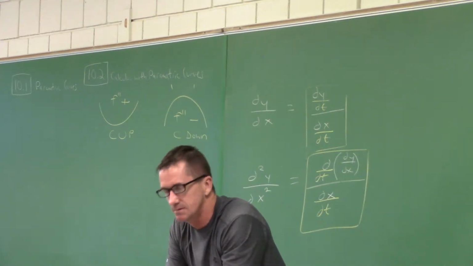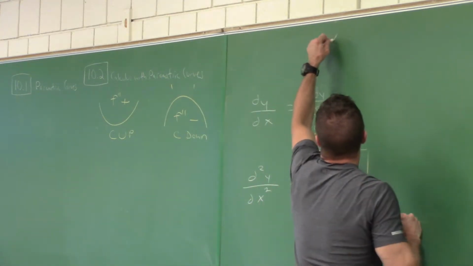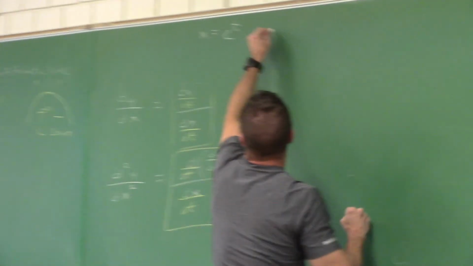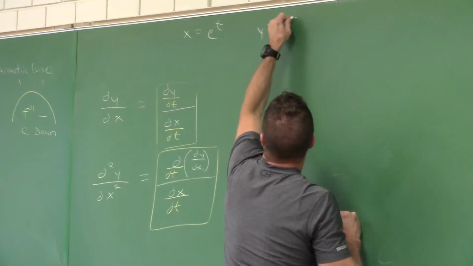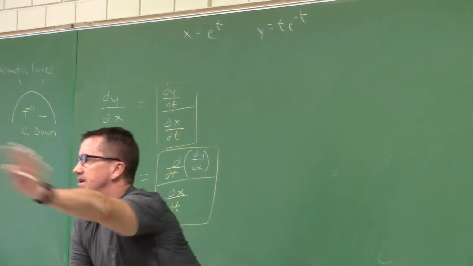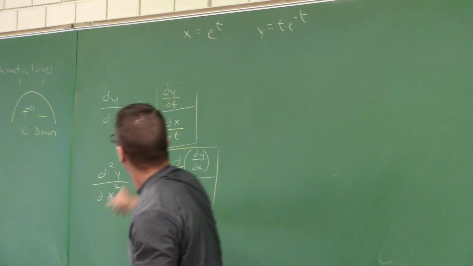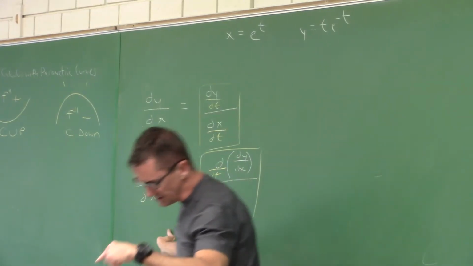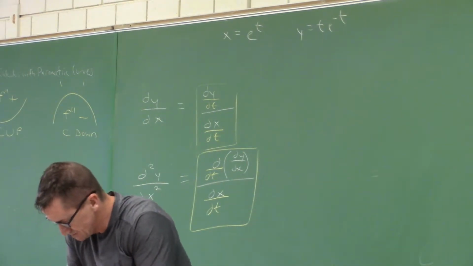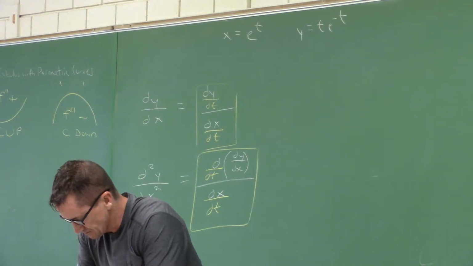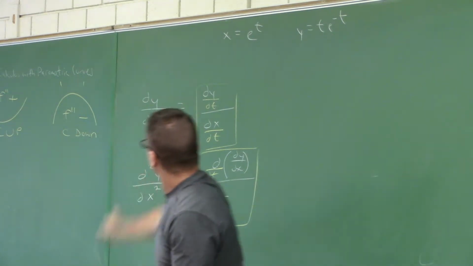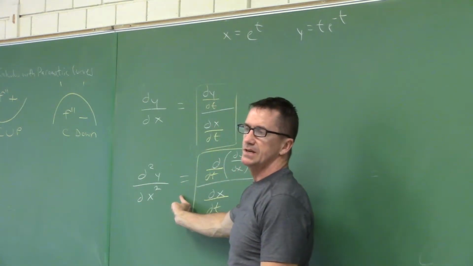I'm taking this from our homework problems. Practice problem number 13. X equals e to the t, and y equals t e to the negative t. Now the first thing is, they don't ask you to get the tangent line of the curve on this problem. They just want two things. They want this, then they want this, and then they ask, for what values of t is the curve concave upwards?